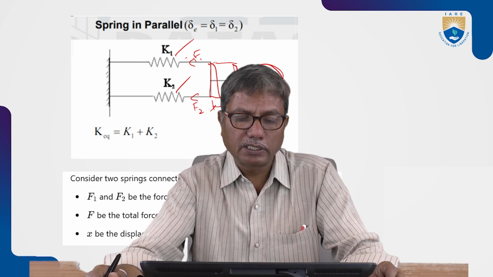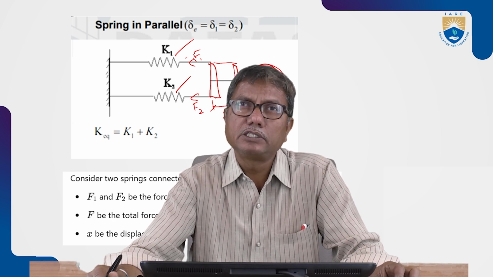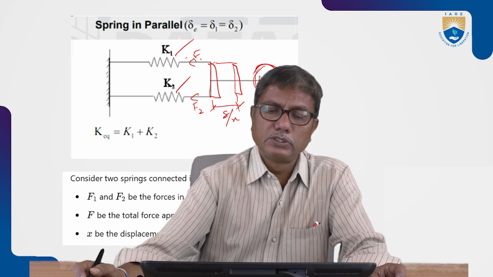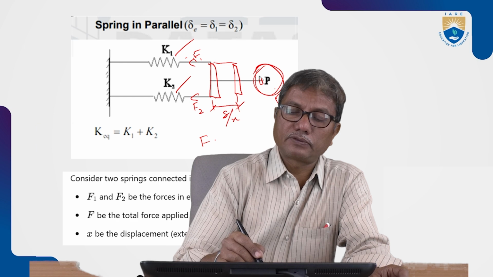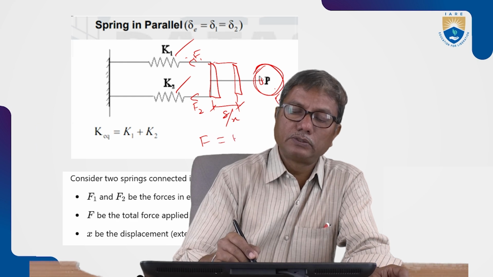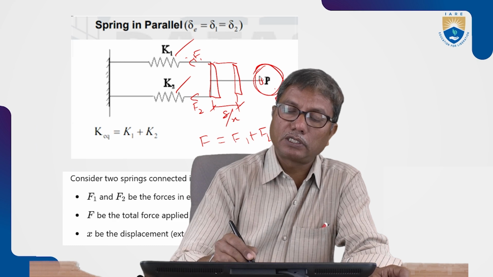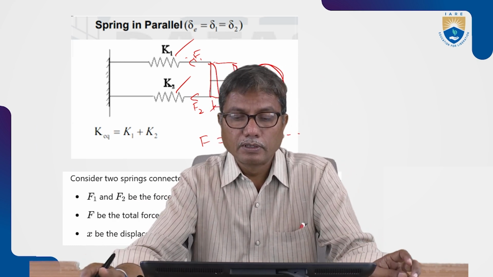The force is distributed among the springs in the ratio of their stiffnesses. So what can we say now? The total force P or F is equal to F1 plus F2 and so on. If there are n number of springs, then it goes up to Fn. Okay?